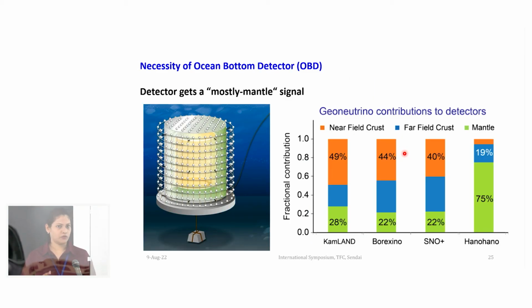And the whole discussion about understanding the local lithosphere can be avoided, or not avoided, but it would be very good if we have ocean bottom detectors, which was again very nicely put forward by Hiroko-san. What I want to quickly show in the figure on the right is that the Hano-Hano project, which was the ocean bottom detector project, showed that the major contribution was coming from the mantle. Previously, for the inland detectors, we saw that the major contribution was coming from the local lithology, so we really needed to know the near-field crust quite well.